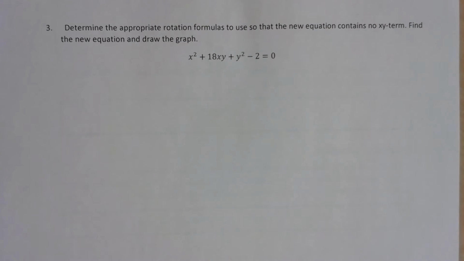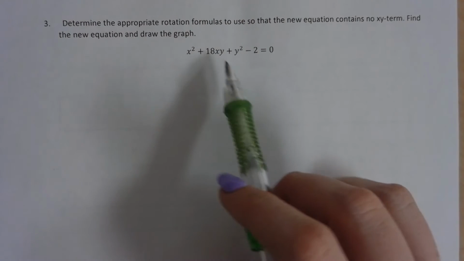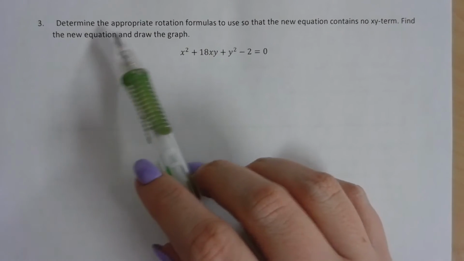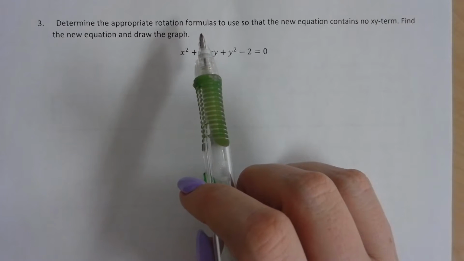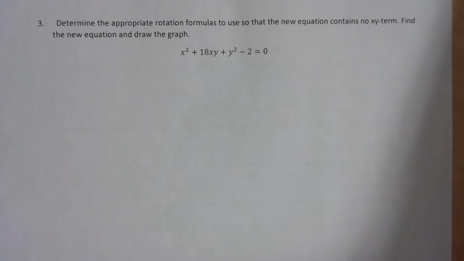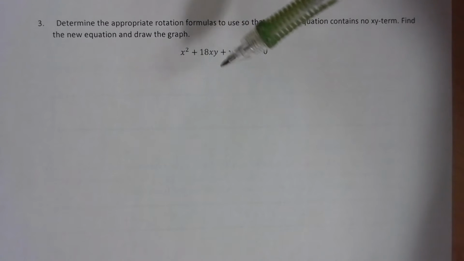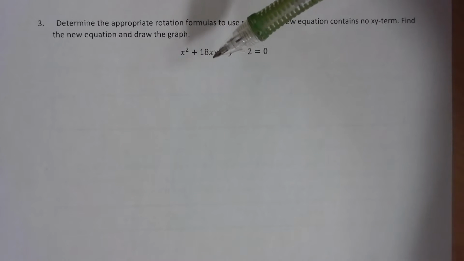All right, so we are moving on with 10.5, which is all about our rotations. Now keep in mind that we cannot complete the square here because there's an xy term. So essentially what we have to do is determine the appropriate rotation formula to use so that we can get rid of the xy term so that we can have a formula that we can graph. Okay, so in order to do so, we're going to use some of the formulas that are on the other side.